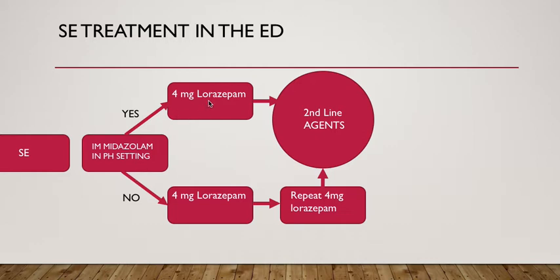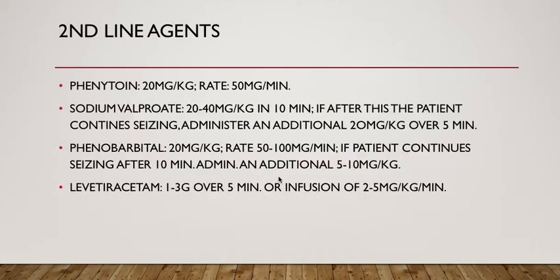But if the patient had received the previous dose of midazolam, after administering the 4 milligram dose in the emergency department, if the patient is still seizing, we are going to pass to the second line agents. But if the patient didn't receive midazolam in the outpatient setting, we can repeat the 4 milligram dose after 5 to 10 minutes. And if the patient is still seizing, we continue with second line agents.